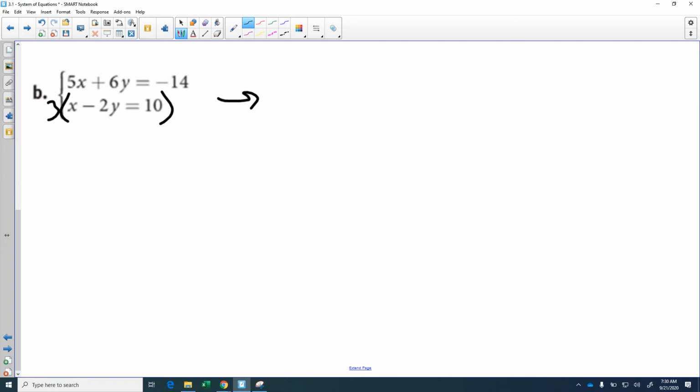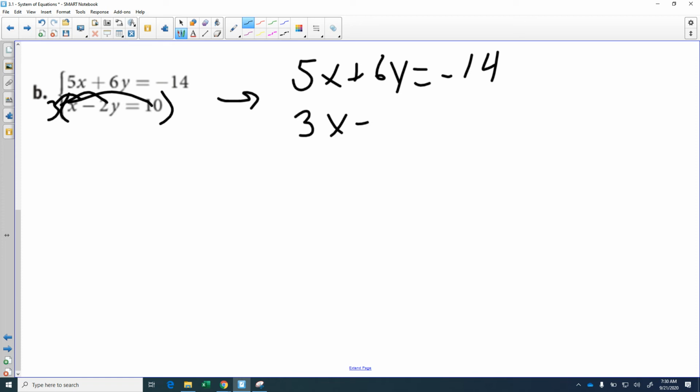Now, if I rewrite the system, this is going to be 5x plus 6y equals negative 14 on top. That one doesn't change. And then if I multiply the 3 to everything in that bottom equation, this becomes 3x minus 6y equals 30.